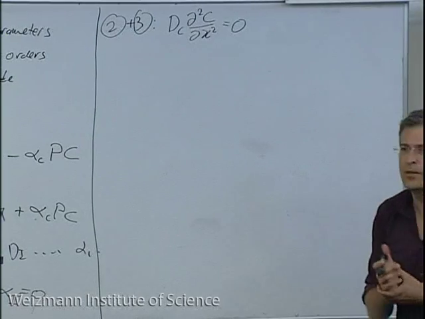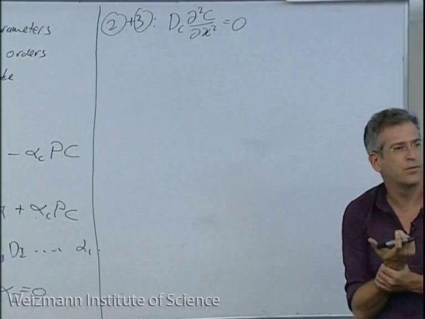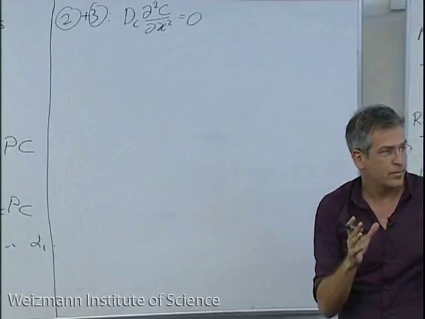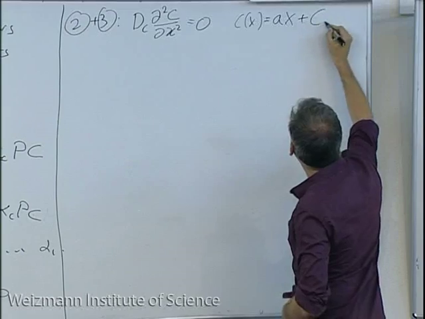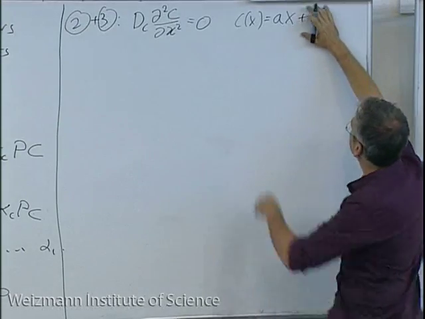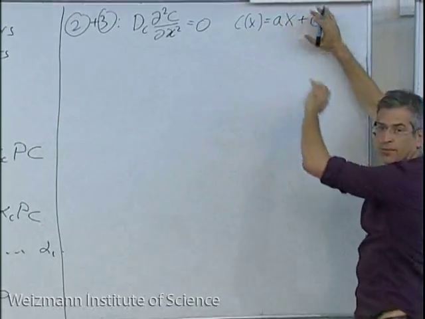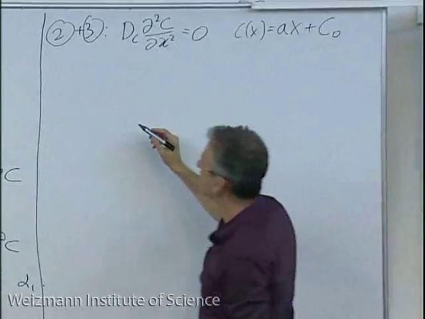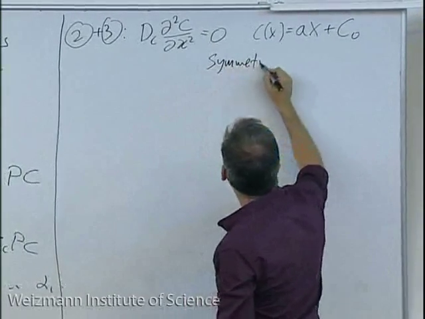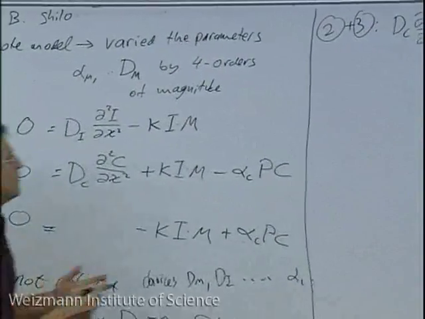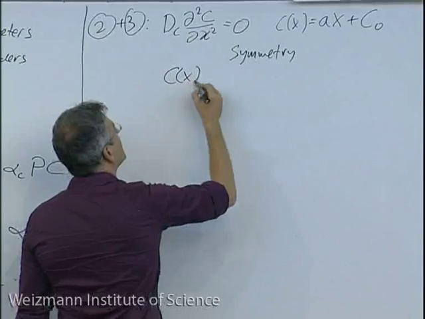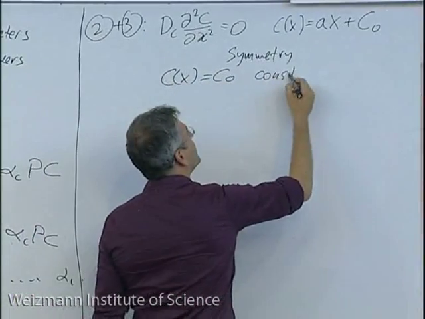So what functions have a second derivative of 0? A line. Because if I take the first derivative, I have a, and the second derivative is 0. Now, because of symmetry, this line can either look like this or like this. But because the right and the left are the same, we can't have a slope. So we arrive at the conclusion that the complex is constant in space.